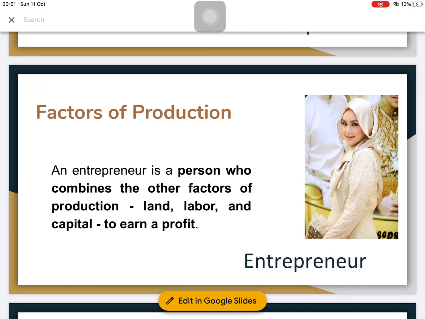And lastly, the fourth factor of production refers to the entrepreneur. An entrepreneur is a person who combines the other factors of production, which are land, labor, and capital, to earn a profit. The most successful entrepreneurs are innovators who find new ways to produce goods and services or who develop new goods and services to bring to market. Without the entrepreneur combining land, labor, and capital in new ways, many of the innovations we see around us would not exist. Entrepreneurs are a vital engine of economic growth, helping to build some of the largest firms in the world as well as some of the small businesses in your neighborhood.